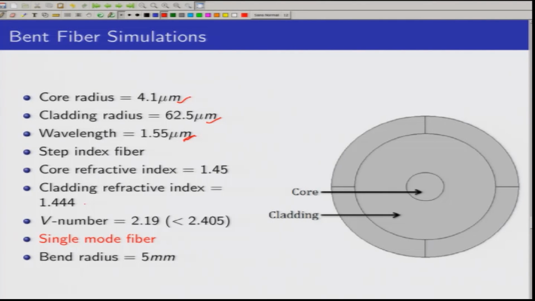Now, if we consider these parameters and calculate the V number for this fiber, we get a value of 2.19, which is less than 2.405. Hence, this fiber is a single mode fiber. We only will have a fundamental mode, not any of the higher order modes that we have seen earlier. We are applying a bend radius of 5 mm, r is equal to 5 mm in this case. Now, we have a fiber geometry, its properties and also its dimension, and we have seen how we solve the problem. We solve the wave equation and follow the same process, and let us see what results we get.